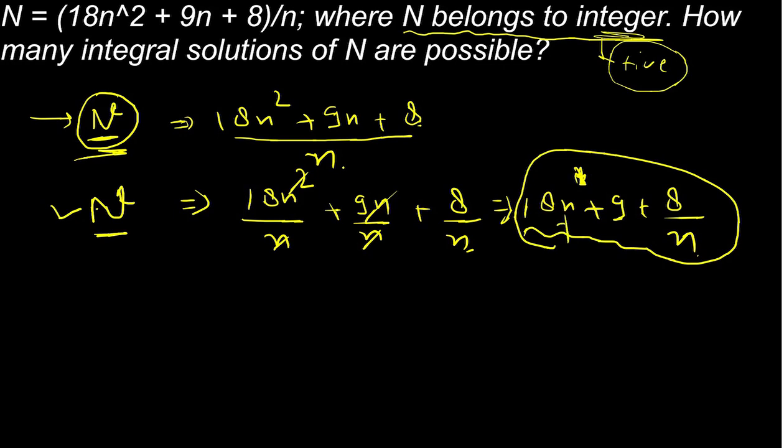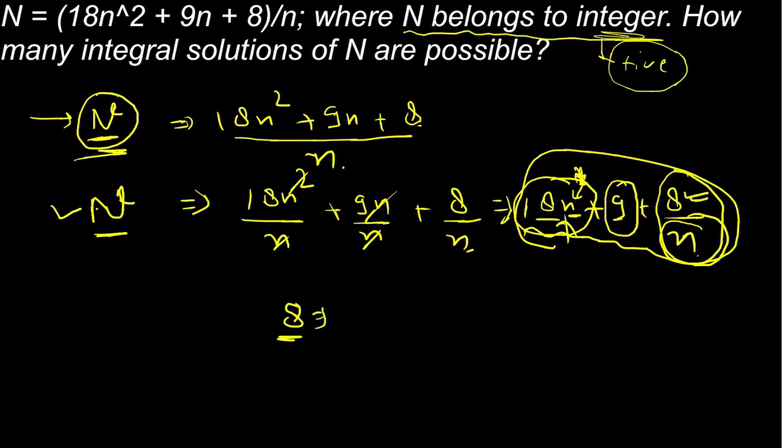Let's start to put the values of n step by step. 18 multiplied by any integer is obviously going to be an integer number. It doesn't matter what you do with 9, but this will affect your value 8 by n. If n is not a factor of 8, then this value is going to be a non-integer value.